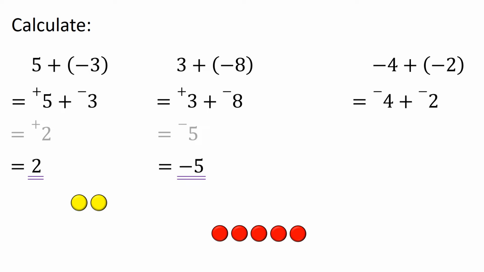-4 add -2. Okay, so both of those numbers this time are negative. So laying out the counters, we have 4 reds, and then we are adding into that 2 more reds. So even visually, this is very clear. We don't have any zero pairs in this example. There are no positive and negative combinations. There are no yellow and red combinations. We just have a total of -6.